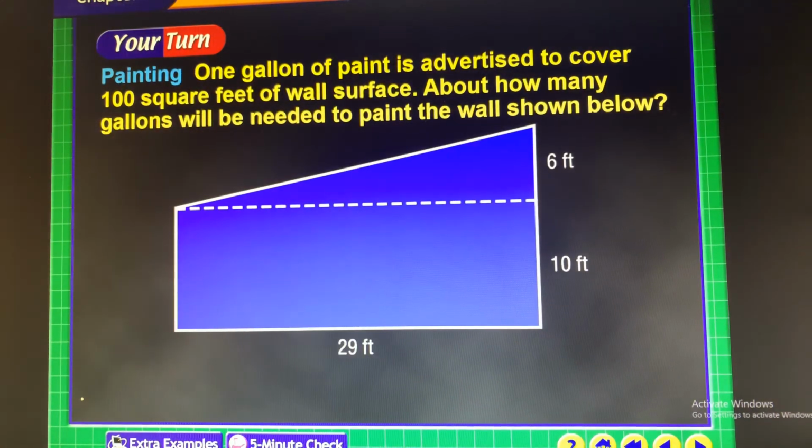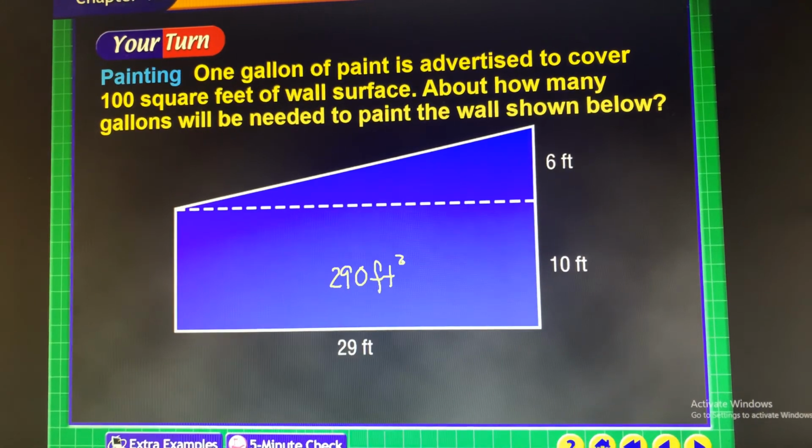All right, that's easy. You have a rectangle and a triangle. So you have your rectangle, which is 29 times 10. Pause it so you can do it on your own. And then you have a triangle. Don't forget, you guys, one of the biggest mistakes I see over and over again is forgetting to divide the triangle by 2.